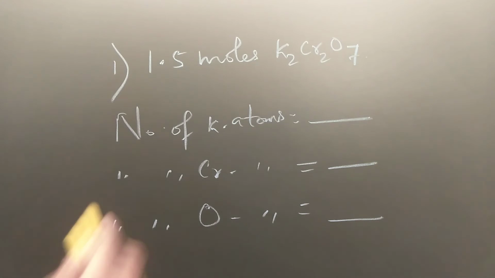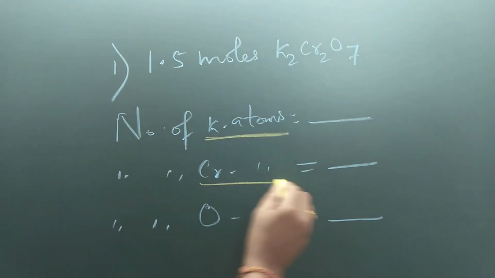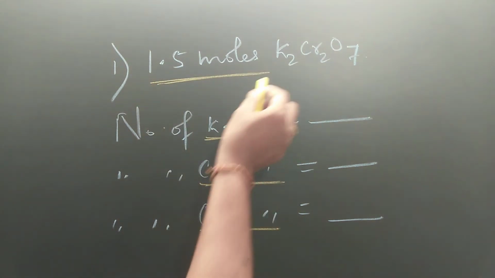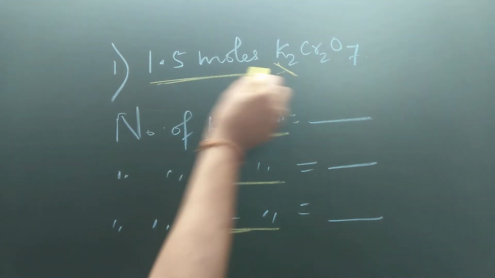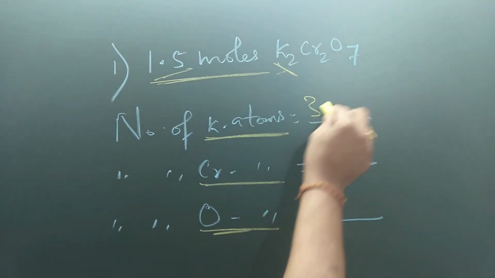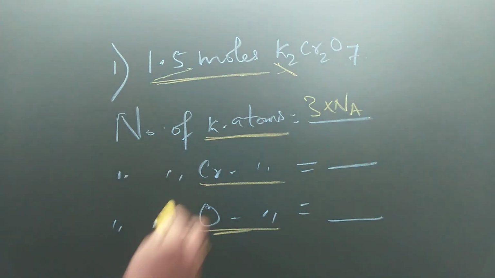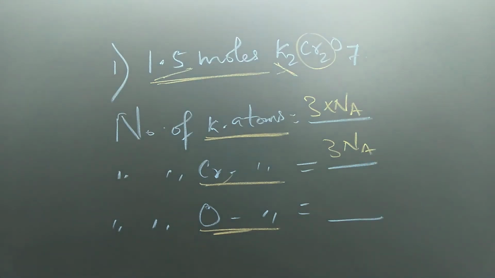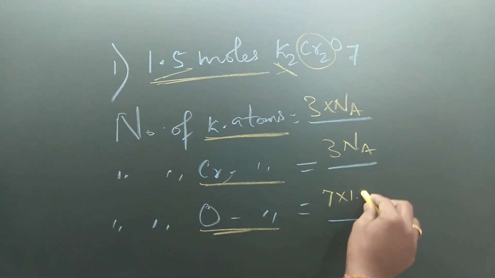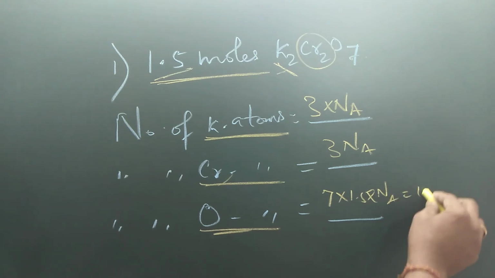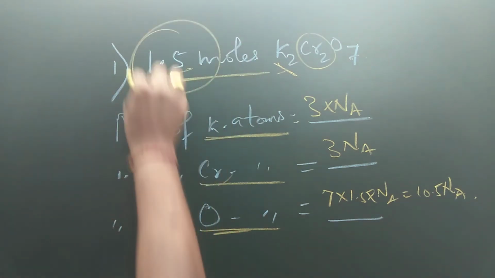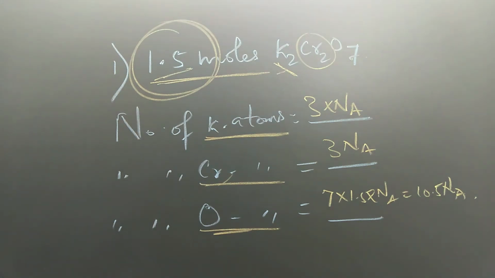Now let's see this question. You have to find out the number of potassium atoms, chromium atoms and oxygen atoms when 1.5 moles of potassium dichromate is given to you. The atomicity of potassium is 2, the number of moles is 1.5, so 2 into 1.5 is 3 into Avogadro number, so it is 3 Na. Similarly, the number of chromium is the same as potassium, so it is also 3 Na. And oxygen is 7, so 7 into 1.5 into Na, that means 10.5 Na. This way you can find out the number of different atoms in potassium dichromate when the number of moles is 1.5.